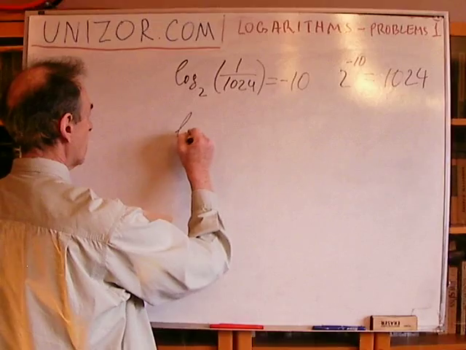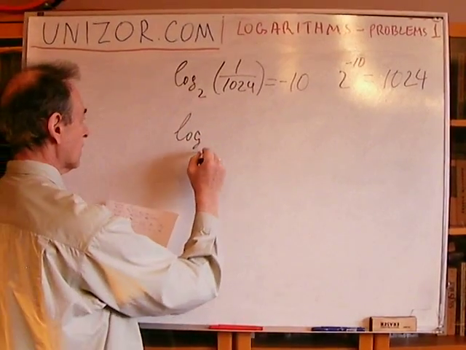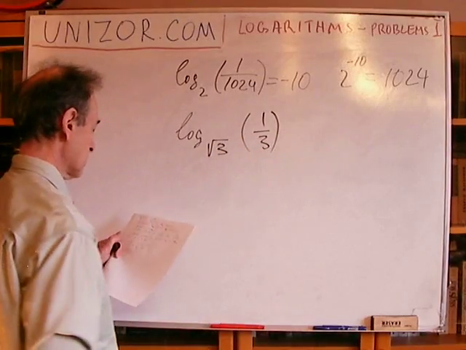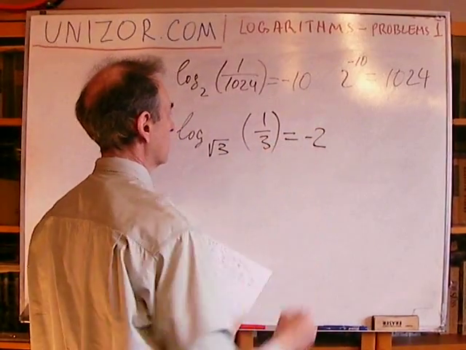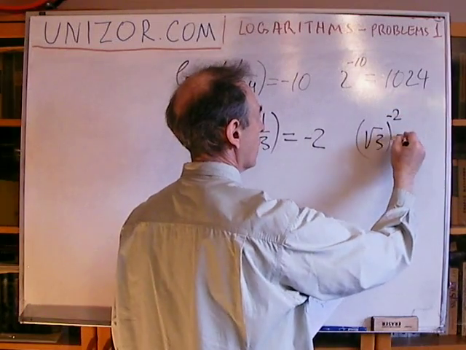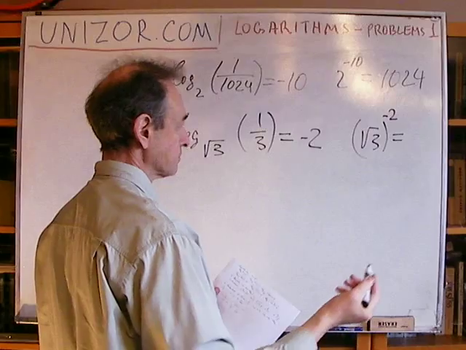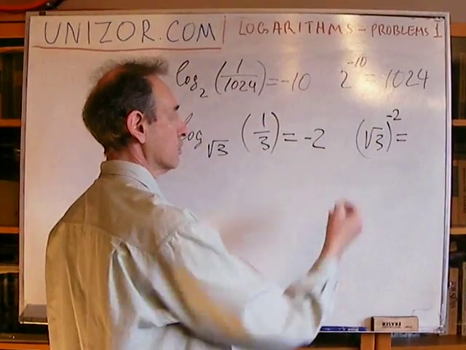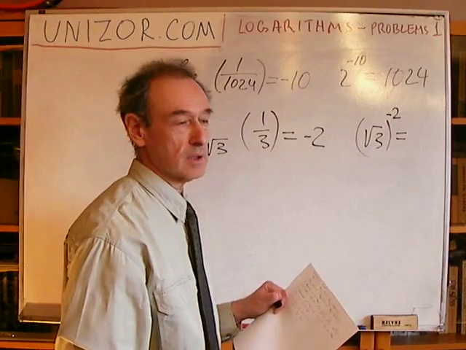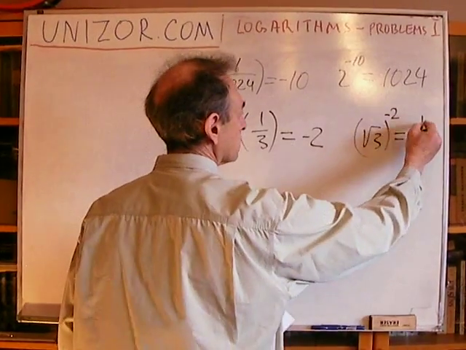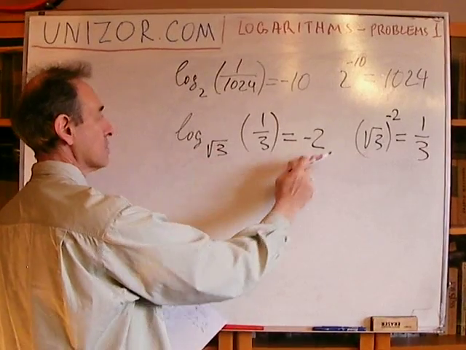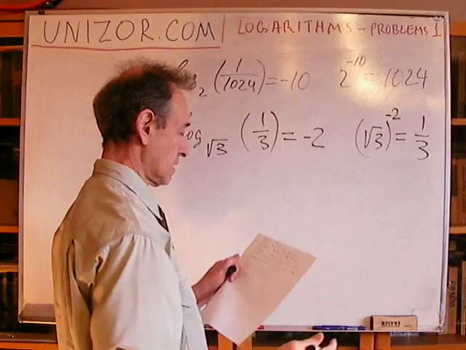A little bit more strange looking. Log base square root of 3 of 1/3. What is this? Minus 2. Well, let's think about it. If I have square root of 3 to the power of minus 2, what does it mean? Minus means I have to invert it. It would be 1 over square root of 3. And then squared, well, square root of 3 squared would be 3, so it would be 1/3, which is exactly this. So again, this means that square root of 3 to the power of minus 2 is equal to 1/3. And this means exactly the same thing.